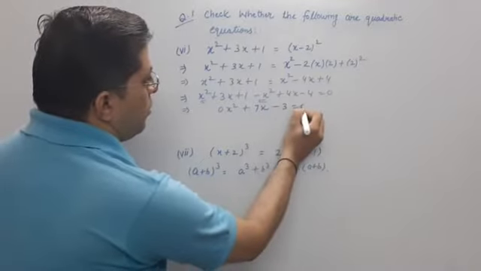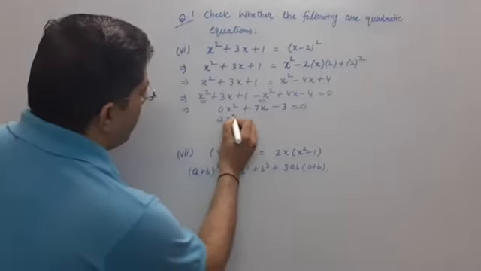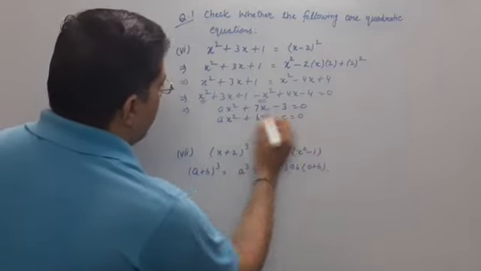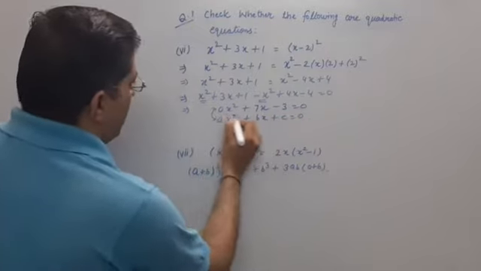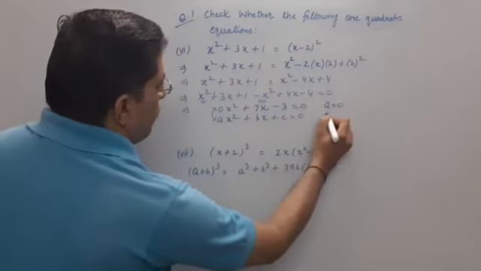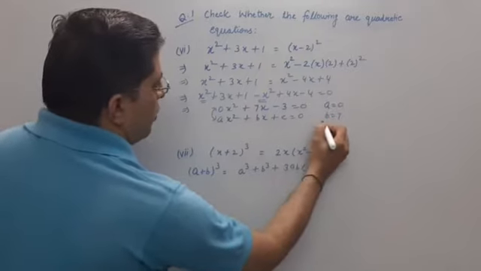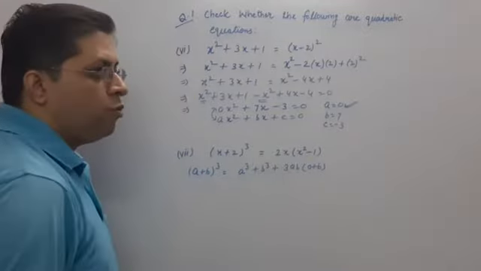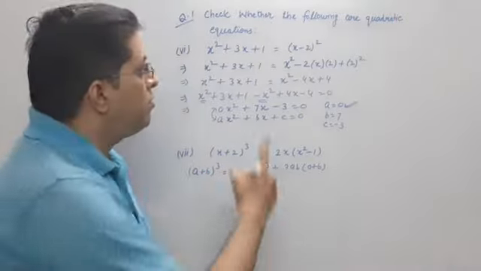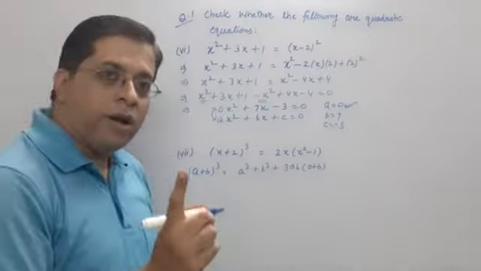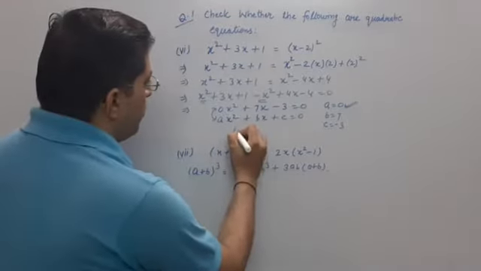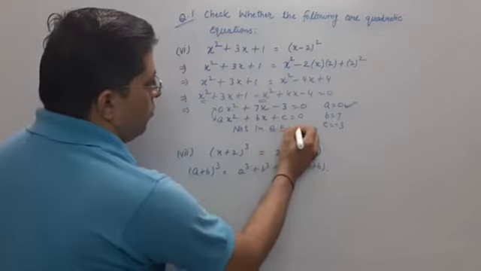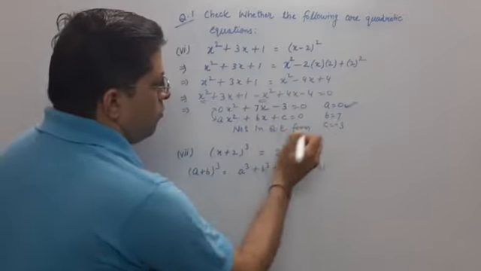This is minus 3. Now the standard form: ax square plus bx plus c equal to 0. What is a? A is here 0, b is here 7, and c is minus 3. See, if a is coming 0, then clearly we can say this is not in quadratic equation form.